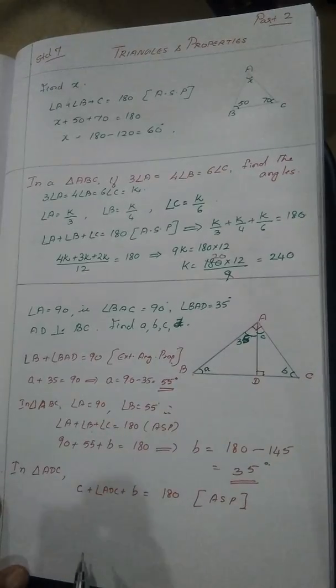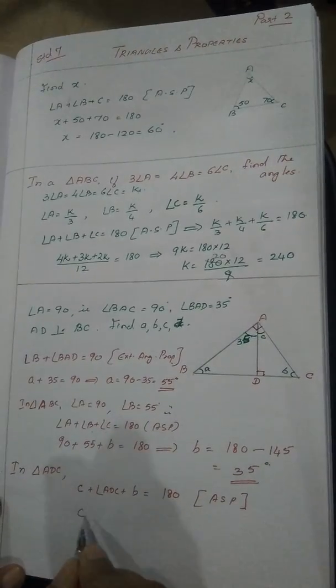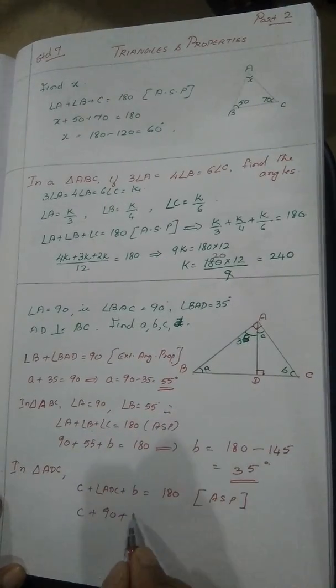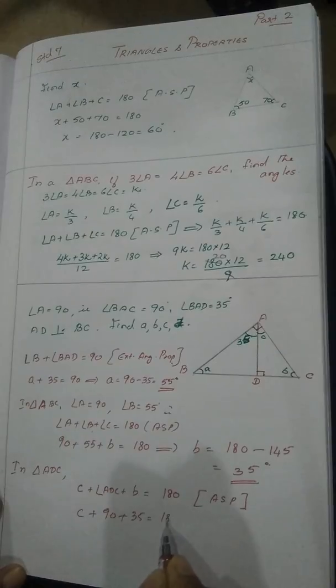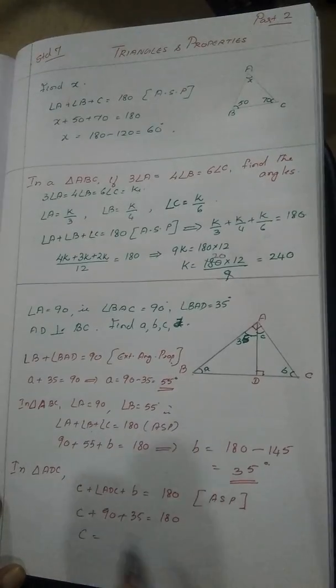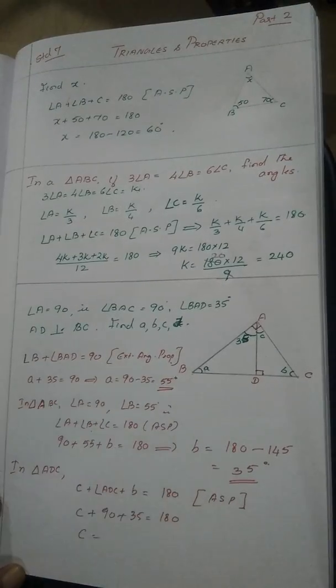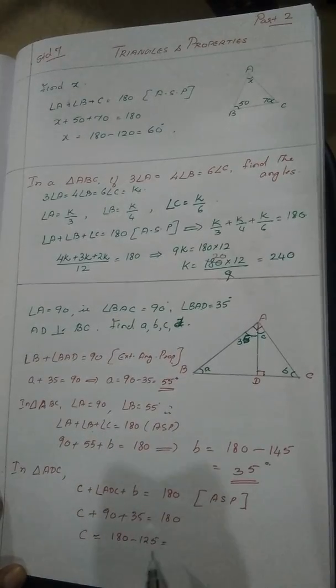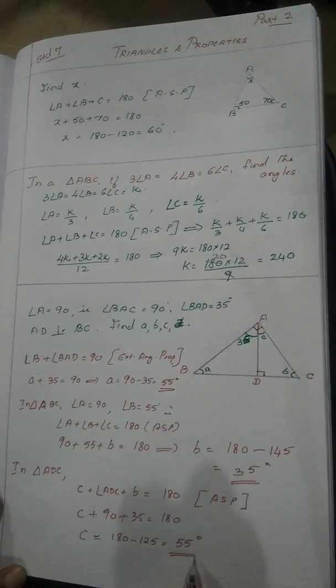So C is what you have to find. So C plus ADC, which is 90, plus B, which is 35, is equal to 180. So C is equal to 90 plus 35, 125. So C is equal to 180 minus 125, which is 55 degrees.